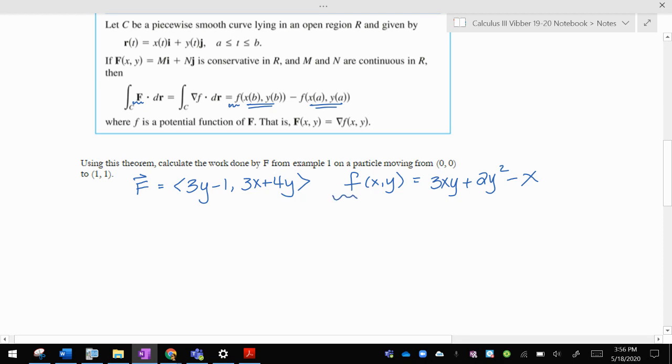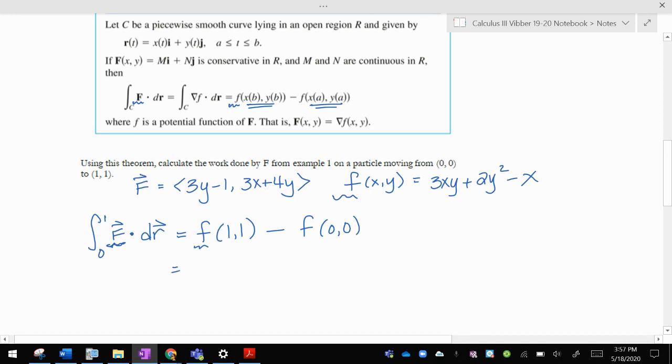So this lowercase f, for lack of better phrasing, is the potential function for F, kind of sort of its antiderivative. So when I want to evaluate the integral from 0 to 1 of F dot dr, what I can really do is find f of 1, 1 minus f of 0, 0. The antiderivative of F is lowercase f, and instead of evaluating from t equals 0 to t equals 1, I evaluate from where I am at t equals 1 and where I am at t equals 0.